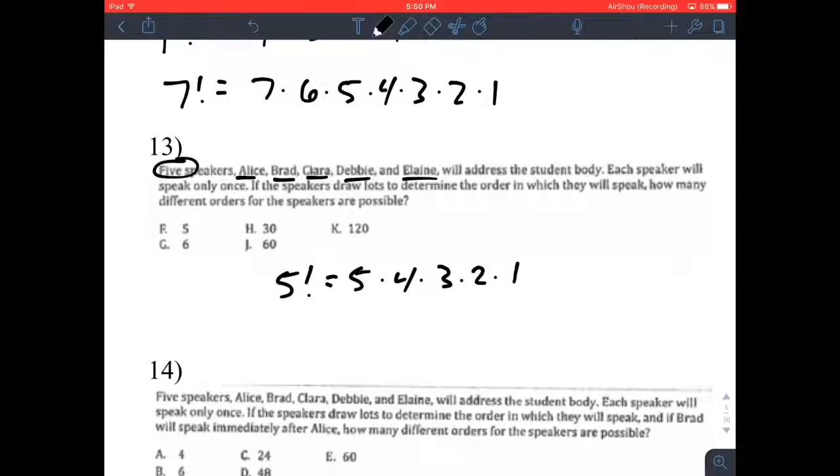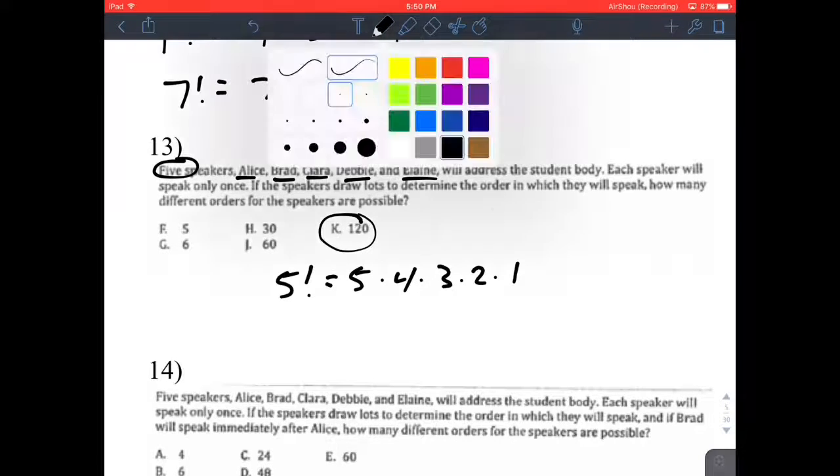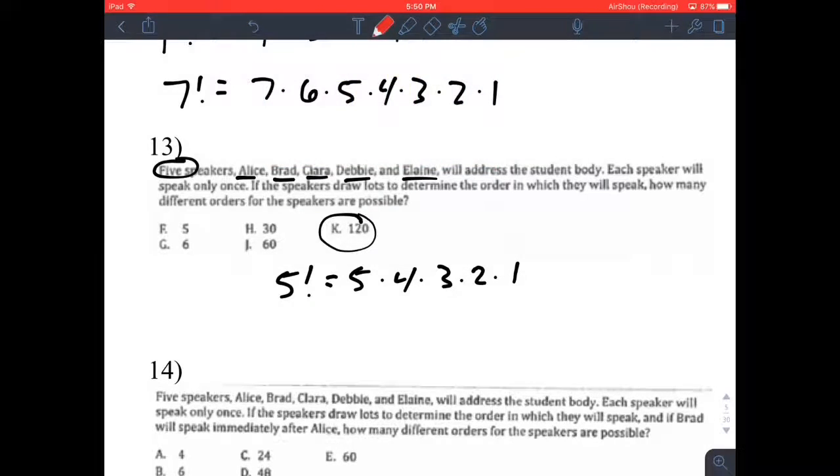Let me just check on my calculator real quick. 5 times 4 times 3 times 2 times 1, that's 120. Just a brief explanation of why that is. How many choices do we have for the first speaker? We have 5. Once that person has spoken, how many choices do we have for the next speaker? 4. How many choices do we have for the following speaker? 3. And then 2, and then 1. The product of that is 120.